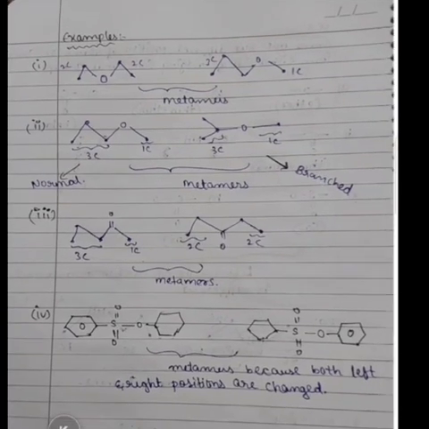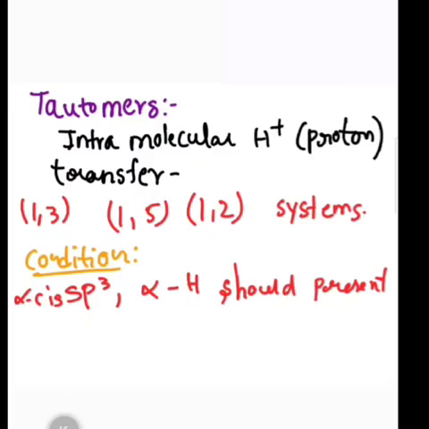See here, 3 carbon, 1 carbon, 2 carbon, 2 carbon, both are different, so it is metamerism. See, now we have a benzene group here, and now we have hexane here. So both arrangements are different. Both left and right positions are changed, so they are said to be metamers. Remember. Okay, now let's discuss tautomers.